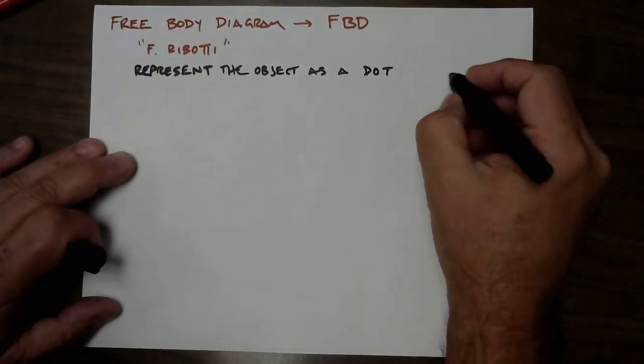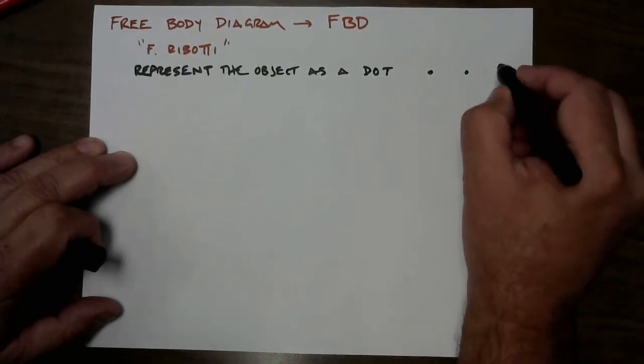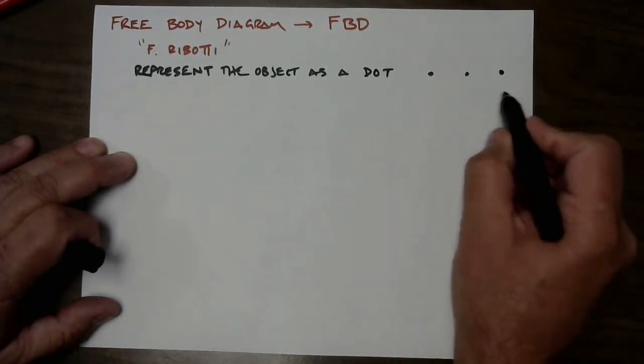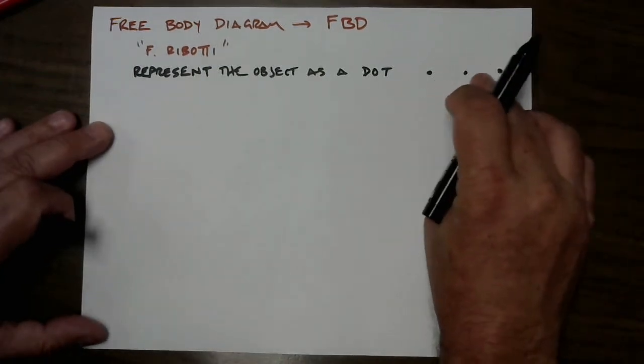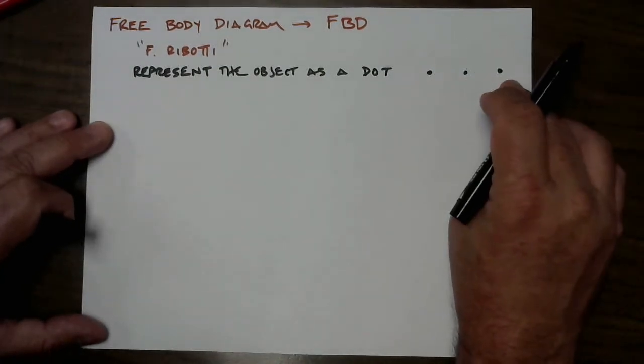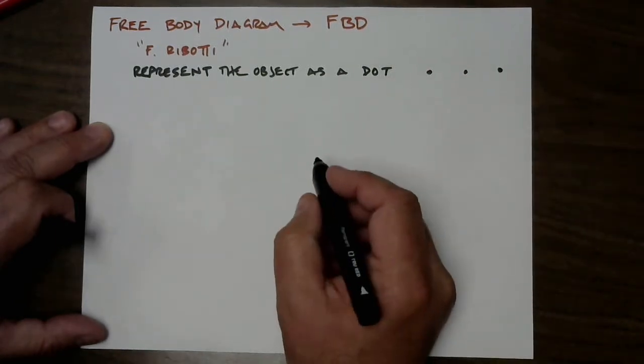So if you say, oh, there's a car, there's a drawing of a car. If you say, here's an elevator, drawing of an elevator. Apple sitting on a table, apple. Just a dot to represent the object. We don't need to have any artistic skill. In fact, we don't want this dot to have any extent. We don't care about how big or small or the shape of the thing, just a central location.